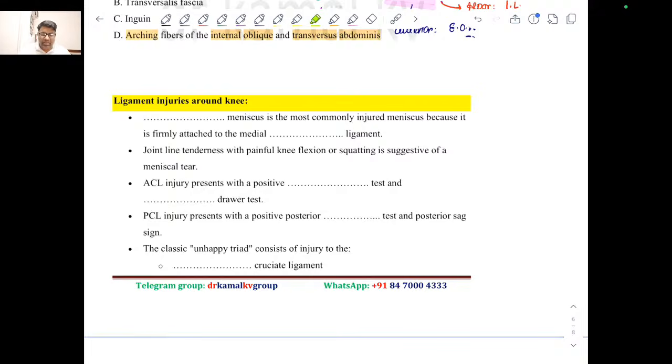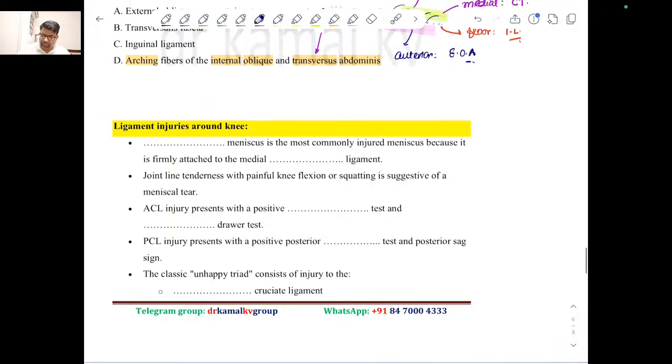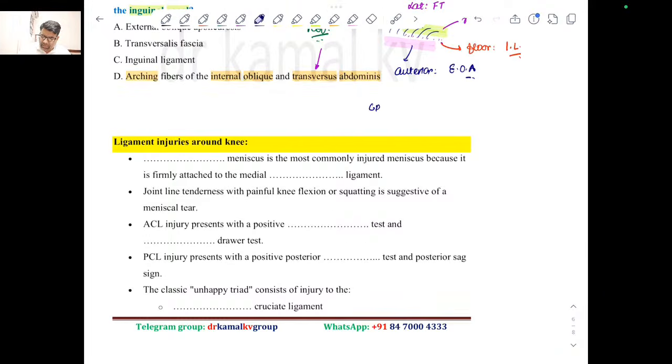So, now here what you need to remember, there are actually three structures. One is the cruciate ligaments, a pair of cruciate ligaments, then the two menisci, and lastly the collateral ligaments, the pair. So, cruciate is again anterior, posterior, menisci are medial and lateral, and collateral ligaments are also medial and lateral. So, these are the 6 important structures which are very frequently asked in exams.